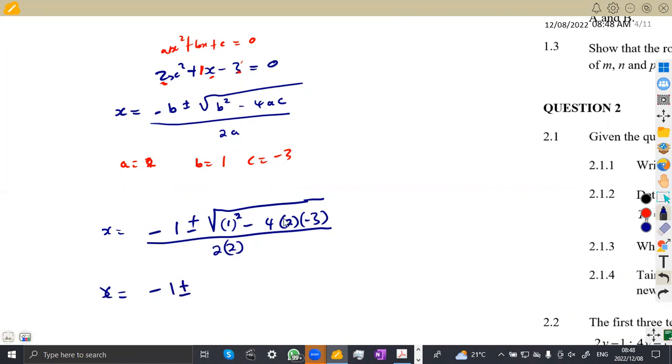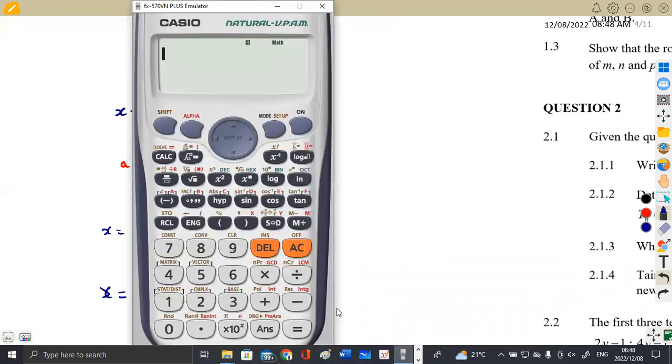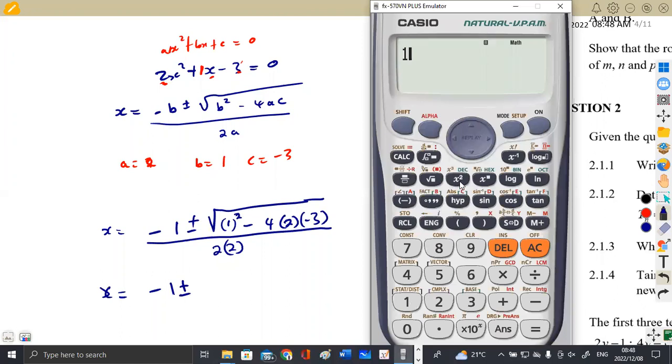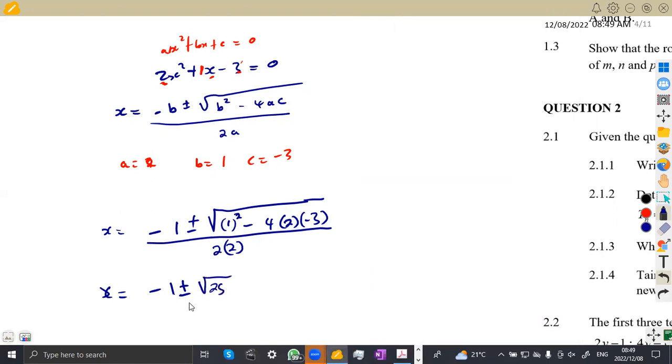So what you're going to do is simplify what is inside the square root. Just what is inside, don't put the square root. That's what we are referring to: 1 squared minus 4 times 2 times negative 3. You multiply these together, then you get 25. So this will be the square root of 25 over 2 times 2, that's 4.